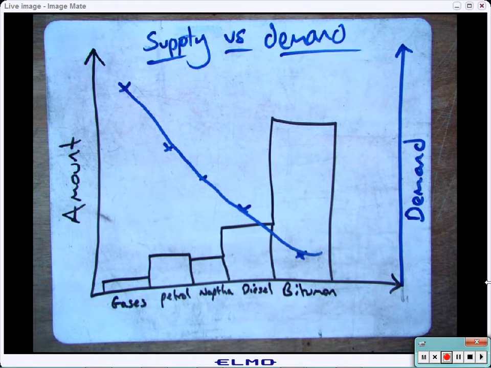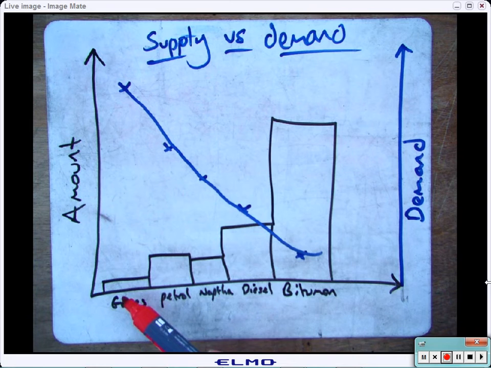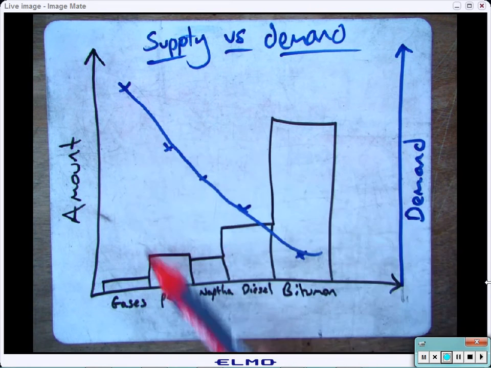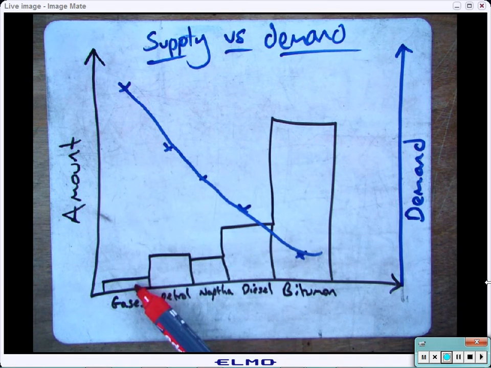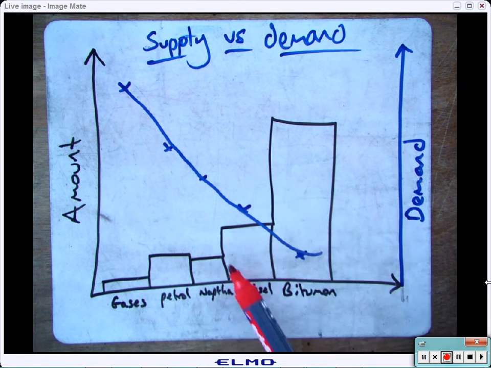The first thing to understand is supply versus demand. If you have a look here at the crude oil, all the different fractions, I've chosen a few of them: gases, petrol, naphtha, diesel and bitumen. In general, we've got more bitumen than we do the gases. However, the demand for petrol and gases is much greater, and there's more demand than there is supply from crude oil. So we need to do something to get more of these gases, and what we do is we take the stuff that we've got an excess of, like bitumen and diesel, and we crack it.